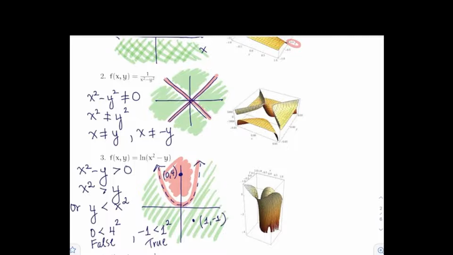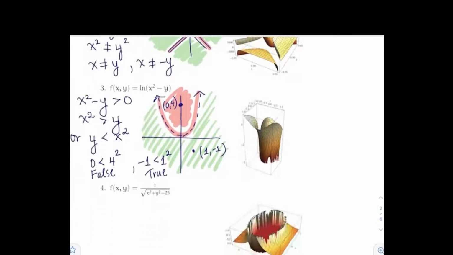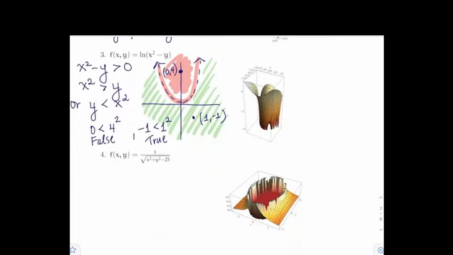Okay, but this one was the best that I found that's easily available to play with and view these images. All right, let's take a look at one more example. Here I have a function f of x equals 1 over the square root of this expression, x squared plus y squared minus 25. Again, on the right you can see what the image of a portion of that surface looks like.